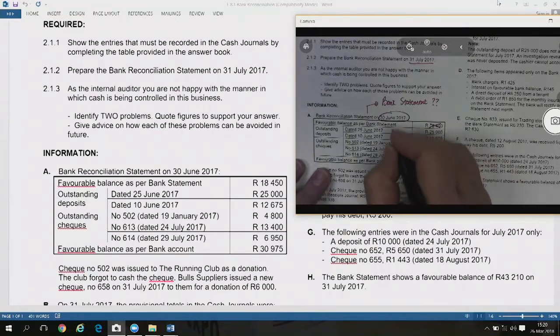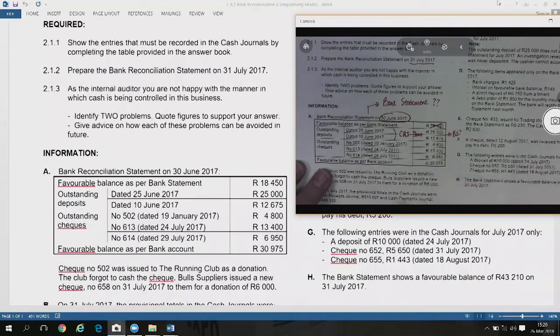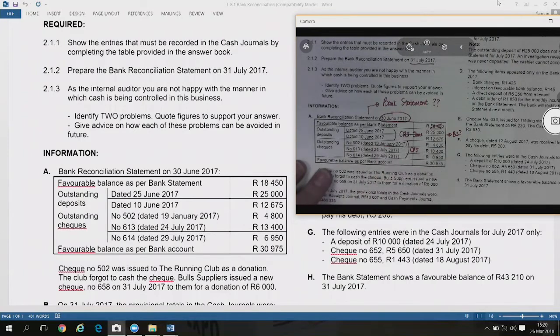The two deposits, you check if it is in the CRJ for June. Remember, it's in the CRJ for June. And we are going to see, is it on the bank statement or not? The checks are in the CPJ, already in the CPJ. Whatever CPJ may be last month, you can also see there's a January one there. So that one is in the CPJ for January. And we ask, is it through the bank statement?